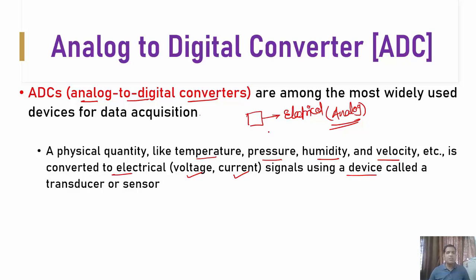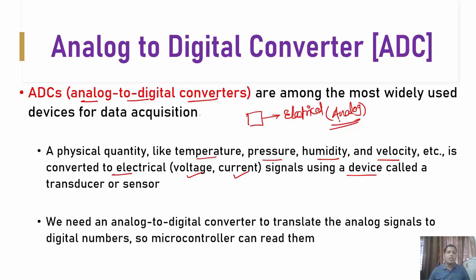And that one form may be temperature, pressure, humidity, or velocity. In short, the quantity that we want to measure is converted into its equivalent electrical signal, and that electrical signal is analog in nature. So we need an analog to digital converter to translate the analog signal to digital numbers, so that the microcontroller can easily read it.